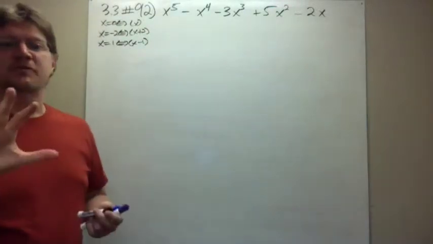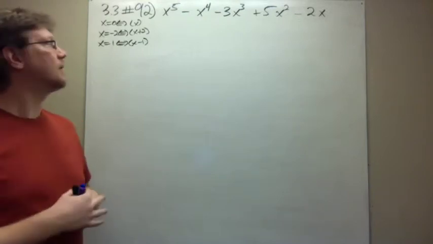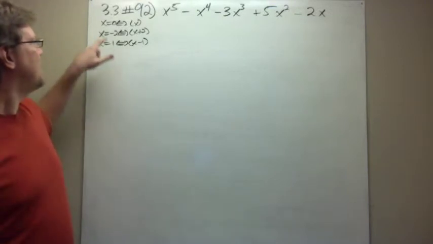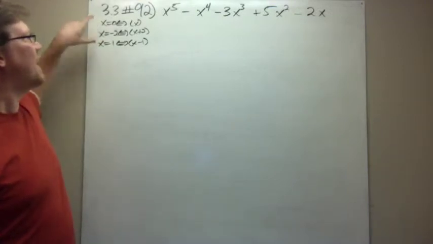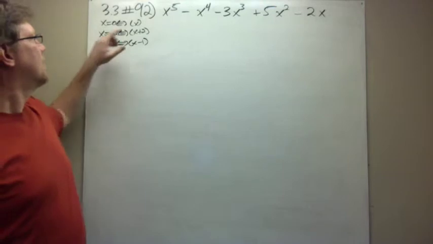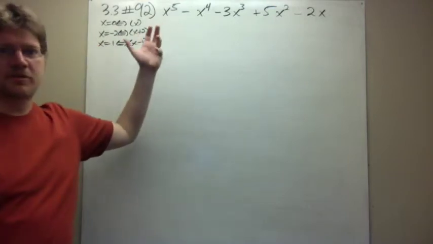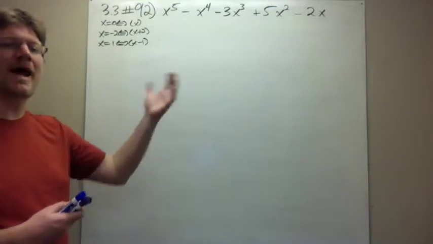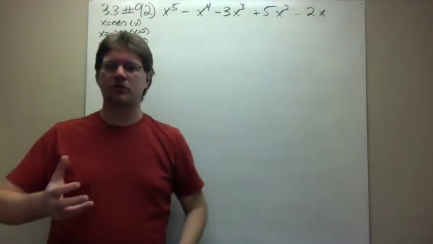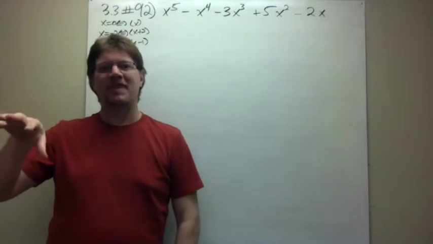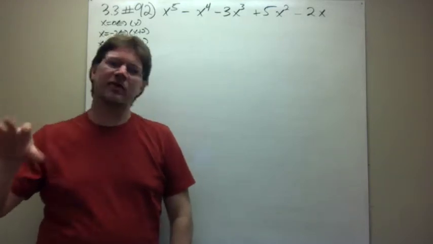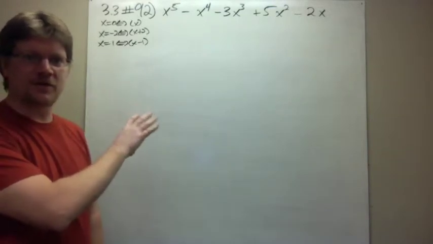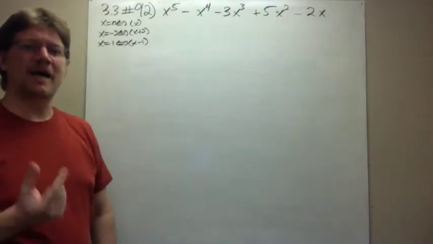Now this thing has up to 5 zeros. Some of them can be repeated. The graph looks like it only has 3. But what this means is that I can divide these 3 linear factors out of a fifth order polynomial, which leaves me with a quadratic, an x squared term that I can use the quadratic equation on. From there, I can see whether or not I have either repeated zeros or 2 imaginary zeros.